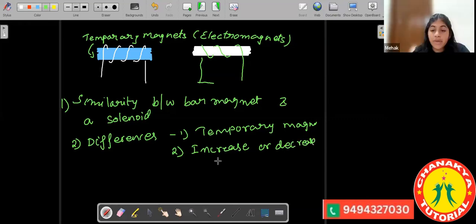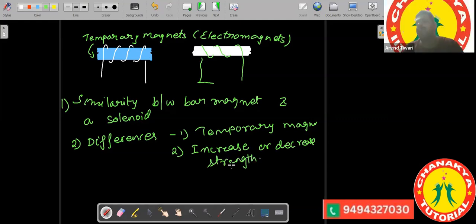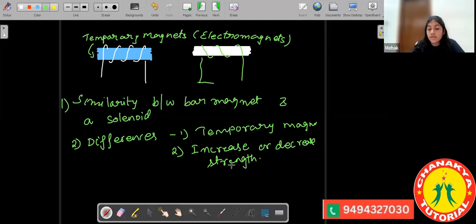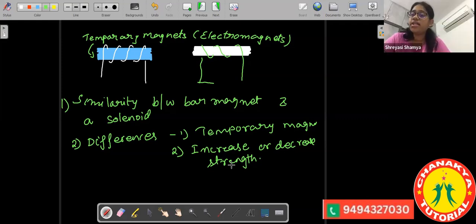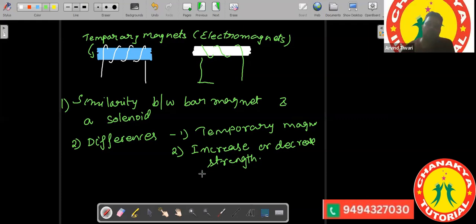Sir, so we can reverse the magnetic... Sir, can it be magnetic force? Magnetic force? No, it cannot be magnetic force. If there is magnetic force, both will act the same way. Both are going to give you magnetic forces. So we can reverse the current in a solenoid, and we cannot do that in a bar magnet. So you can change the poles of the magnet. Poles can be changed.